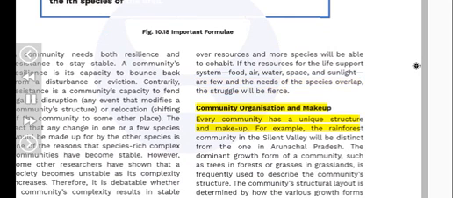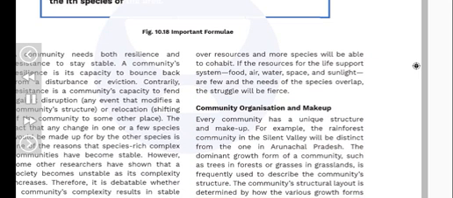Community organization and makeup. Every community has a unique structure and makeup. For example, the rainforest community in the Silent Valley will be distinct from the one in Arunachal Pradesh. The dominant growth form of a community, such as trees in forests or grasses in grasslands, is frequently used to describe the community's structure. The community's structural layout is determined by how the various growth forms are arranged. The physical configuration of the elements within a community is also crucial.